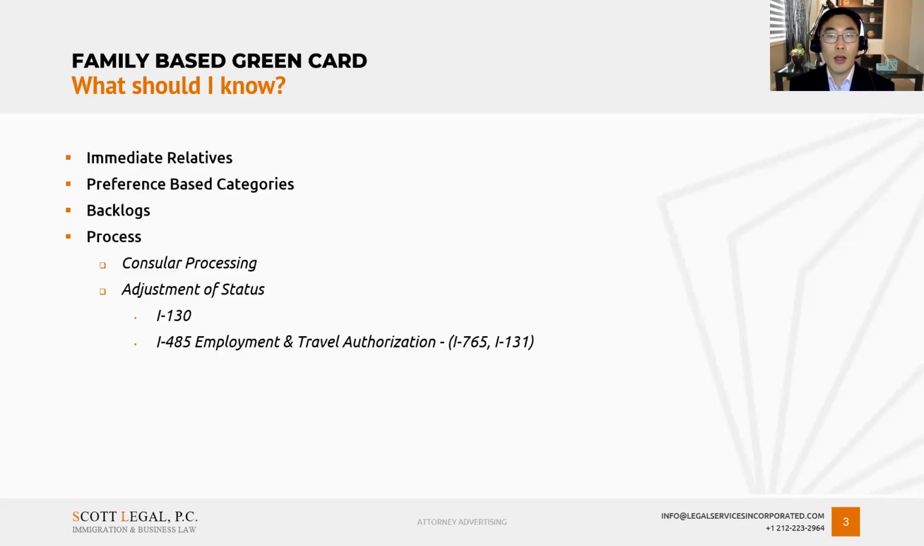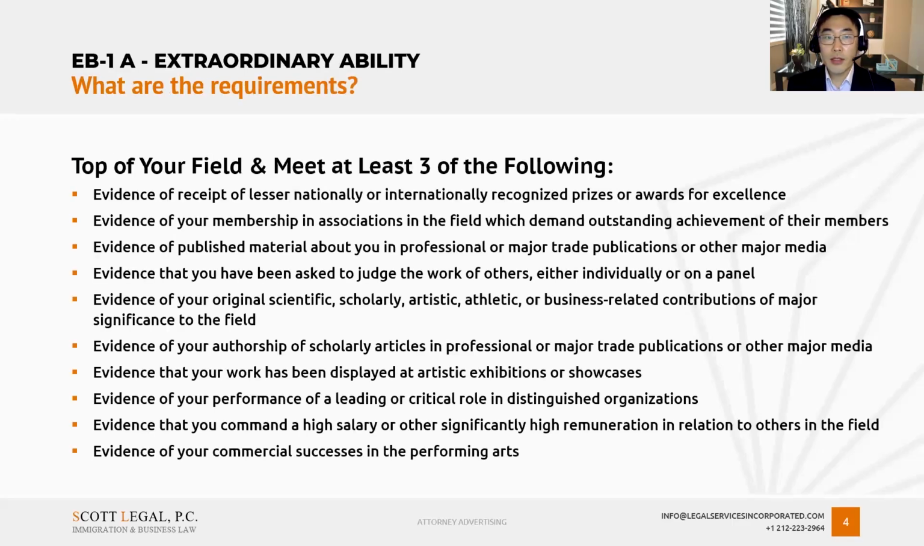For example, if it is an immediate relative case based on marriage, once you file it, USCIS will impose a condition on the green card if the marriage has not been more than 2 years. So in that case, the beneficiary will need to go through the condition removal application after 2 years, one more time. So, next slide.